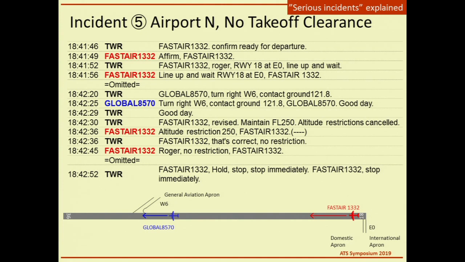Good day. First Air 1332, revised maintain flight level 250, altitude restriction cancelled. Altitude restriction 250, Fast Air 1332. First Air 1332, that's correct, no restriction. Roger, no restriction, Fast Air 1332. First Air 1332, hold, stop immediately. First Air 1332, stop immediately.